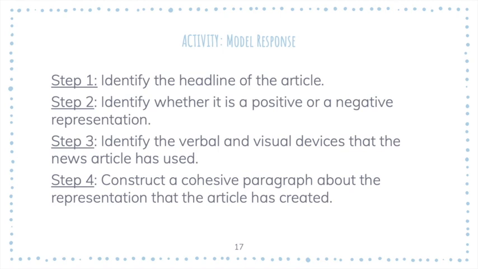Step one, we're just going to identify the headline of the article. That just means write down exactly what the headline is. Step two, we are identifying whether it is a positive or a negative representation. Step three, we're identifying the verbal and visual devices that the news article has used. And lastly, we're going to use this to construct a cohesive paragraph about the representation that the article has created.